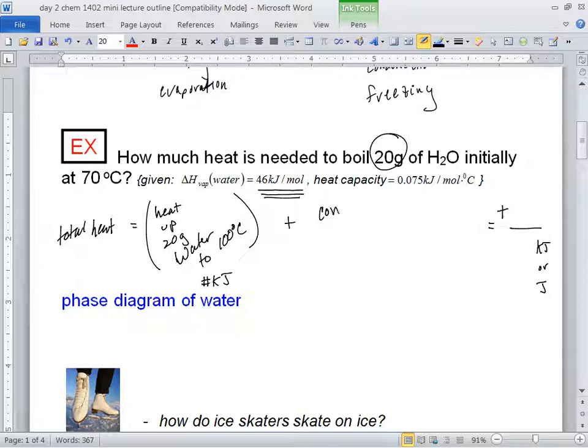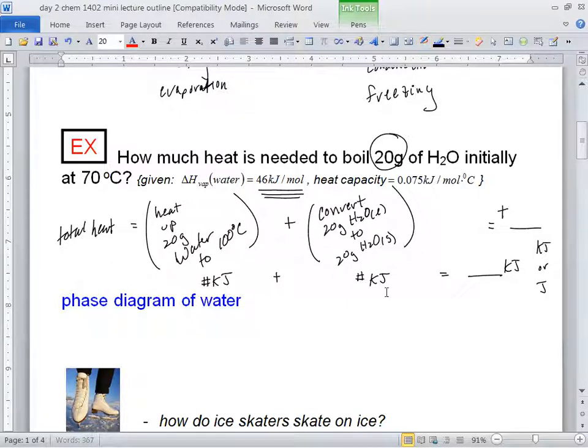Convert 20 grams of water, liquid, to 20 grams of water, gas. And that's going to be so many kilojoules. Add them up, and we'll have our answer in kilojoules. Does that make sense? Because you can't just go ahead and boil the stuff right away, because water boils at 100. And notice how it takes different amounts of energy to do this. So that's why they have to give you these 2 things.